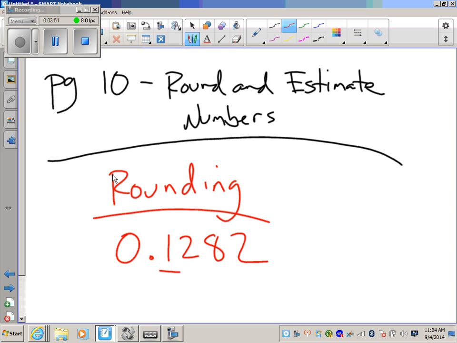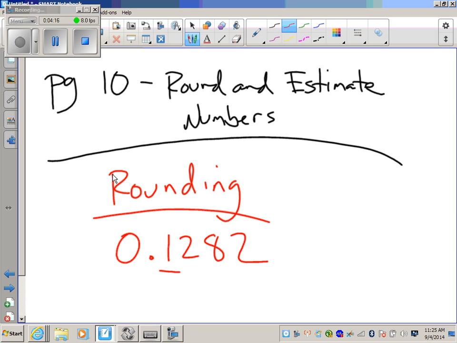Fred. What is this place? Tenth. So you're rounding to the nearest tenth. So they're actually making it even easier for you. If they told you to round to the nearest tenth, you'd have to identify the tenth place and then round from there. Here they just underline something and say, okay, round to that.